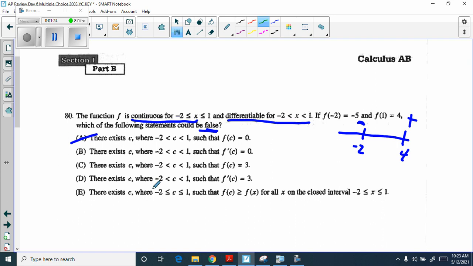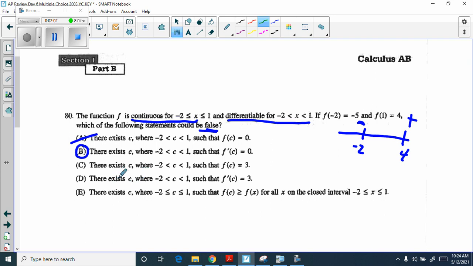There exists a c where -2 to 1 such that the derivative is equal to 0. So remember, the derivative equaling 0 is a critical value, and we're assuming that somewhere between here, because we switched from negative to positive, we had some sort of a switch, but we don't know. It could have been a cusp, it could have been a corner. We're unsure of if it's actually where the derivative is equal to 0 or if it's possibly undefined. So B there ends up being the one that is false, but let's keep going and talking about them.